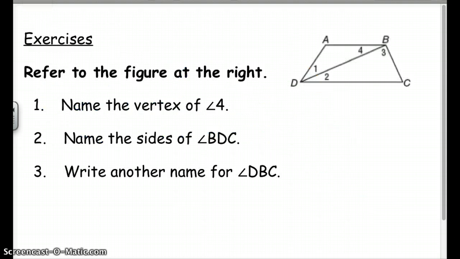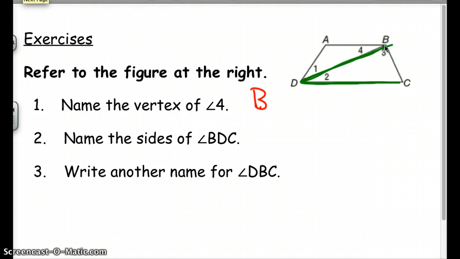Okay, so let's take a look at the exercises that you have in your notes. It says refer to the figure at the right. And so I'm asked to name the vertex of angle 4. So here's where my angle 4 is. The vertex is the endpoint of the two rays, and so that would be point B. In number 2, it says name the sides of angle BDC. Let me erase here.